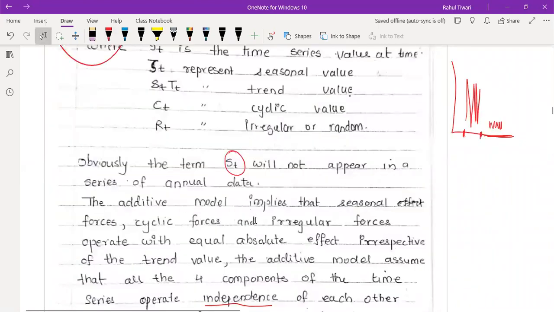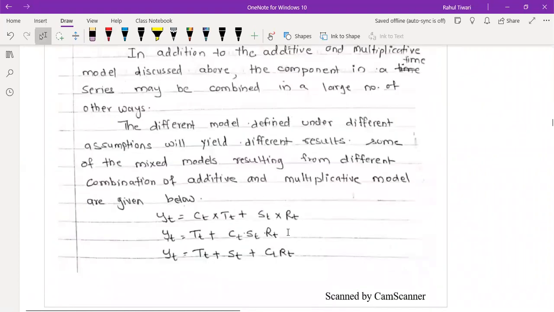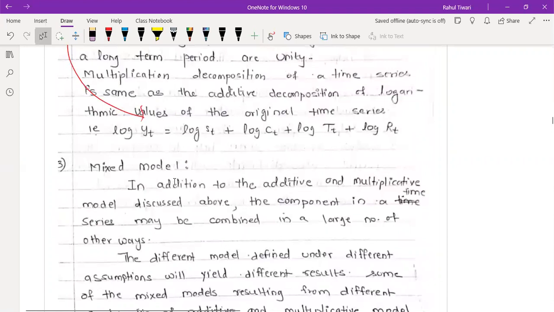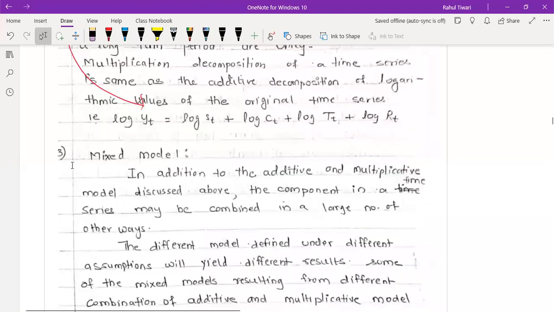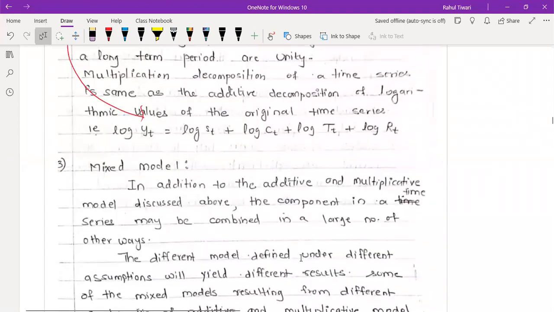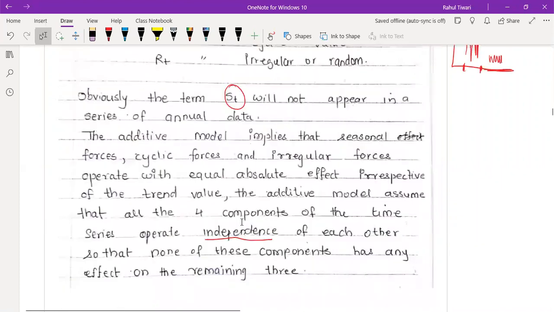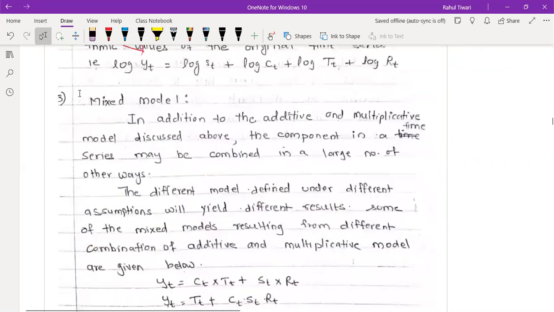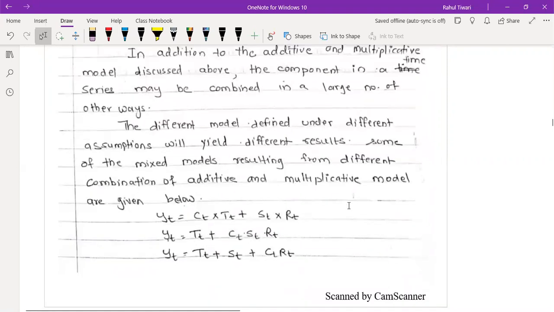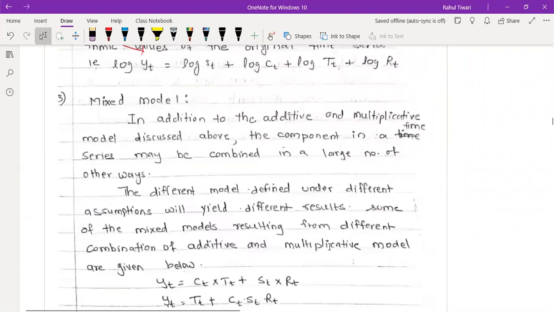Usually multiplicative models become difficult for us. Then we have a mixed model. Mixed model means sometimes additive, sometimes multiplicative. Usually you have two models, but if the question is asked how many models are there in time series, you can consider three models. One is additive, the second is multiplicative, the third is a mixed model. Generally we don't use this last model because it is a mix of both, and even identifying the components becomes a difficult task. But just understand how this particular model works.